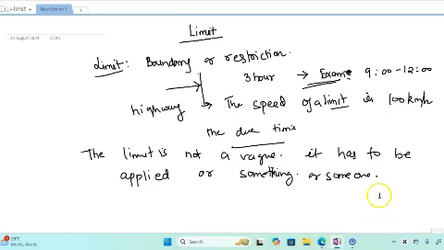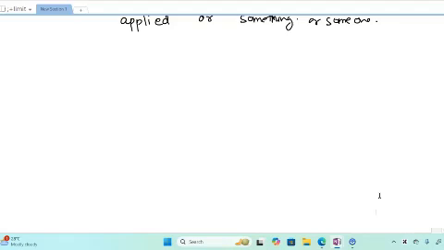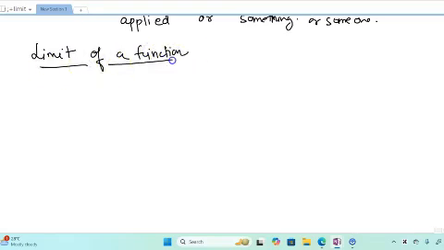Now, in mathematics, we use the concept of a limit in a very precise way. Just as in life, where a limit defines a boundary, in mathematics we apply limits to a function. So let's understand what the limit of a function means and how we use it in mathematics. What is the use? We'll see that.